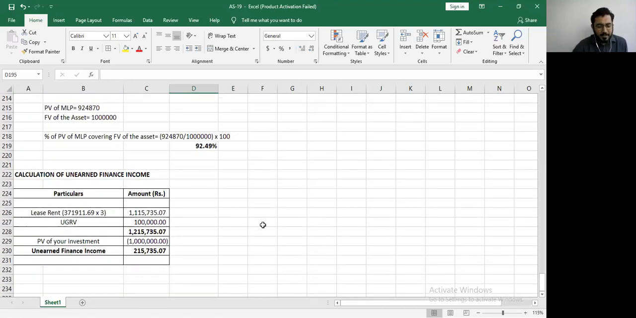Unearned finance income means how much you should have actually received, but because of time value of money, what is the value of the money you received now? So you should have actually received 12,15,735, but because this money is coming to you after 3 years, its value gets reduced to 10 lakh. So what is the income that you could not earn? That is 2,15,735, which is known as, in this case, your unearned finance income.